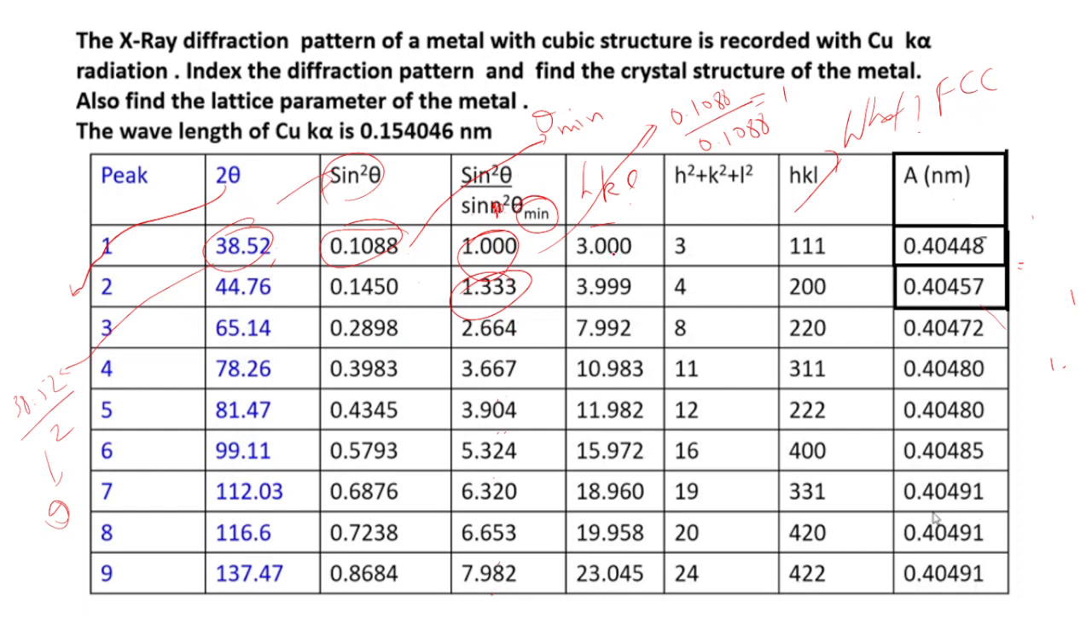Then we do h square plus k square plus l square. The value that we get over here, we assume it to be h square plus k square plus l square. And then we just round off all the values. If it's 3, it's 3. If it's 3.9, we'll take it as 4. 7.9 means 8. Anything 0.5 and above, we will consider as the higher number, and anything 0.5 and below, we will consider as the lower number.